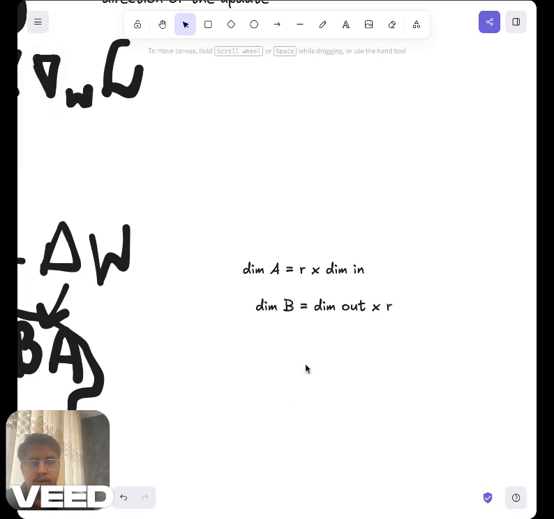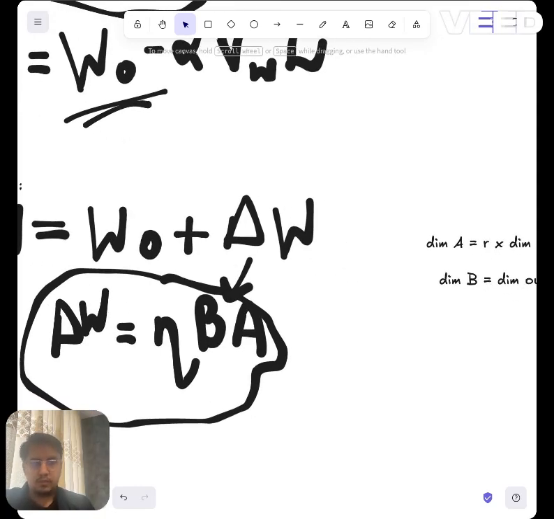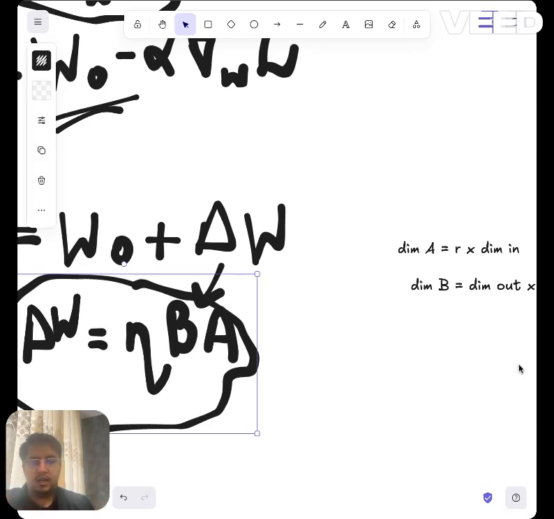Cool. So instead of allowing this delta W to be any matrix, LoRA basically forces you to factor it into two smaller, much skinnier matrices, A and B. This means that delta W has a maximum rank of R. So in a very critical juncture, you can see that LoRA is not just parameter reduction. LoRA is actually a rank constraint on the update direction.